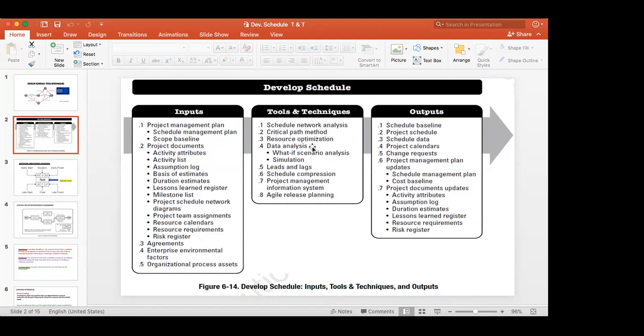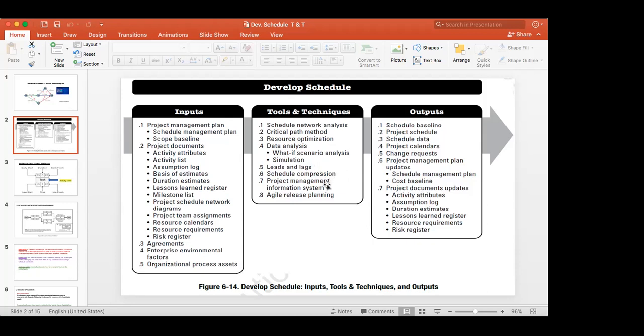Not big things, but just to understand the thing. Very, very easy, but you have to work out a few problems. That's the thing, because this is a mathematical part. The data analysis, what-if scenario analysis, simulation, lead and lag, schedule compression, all these things are big words, but the concept behind this is very small.